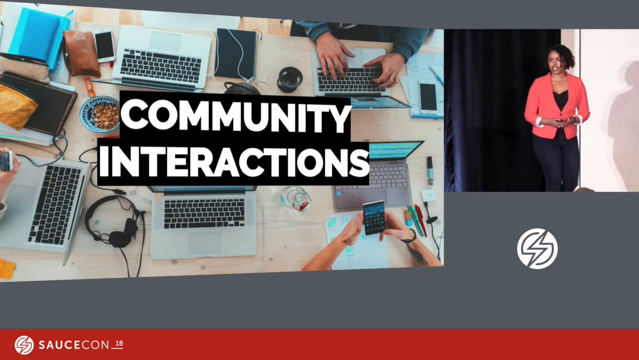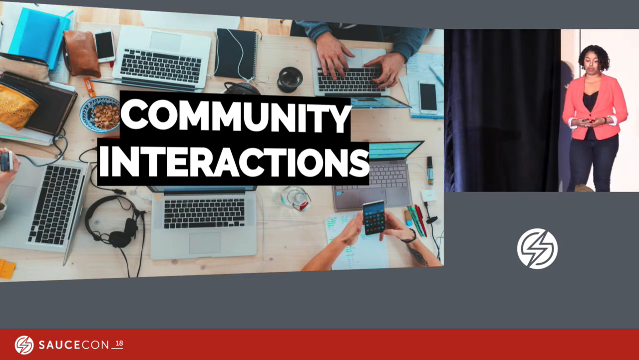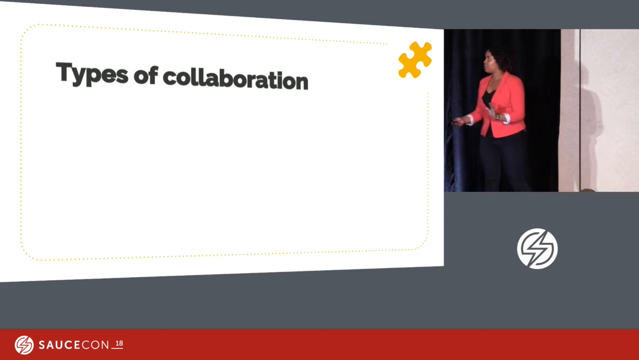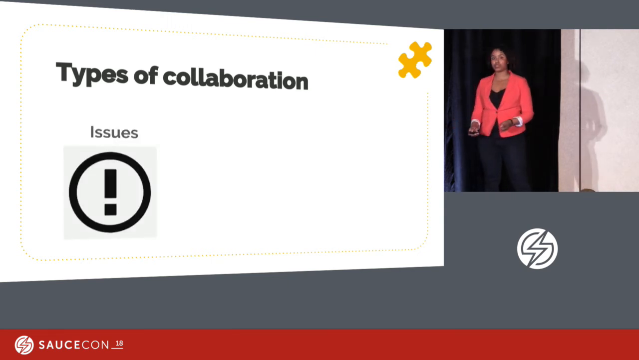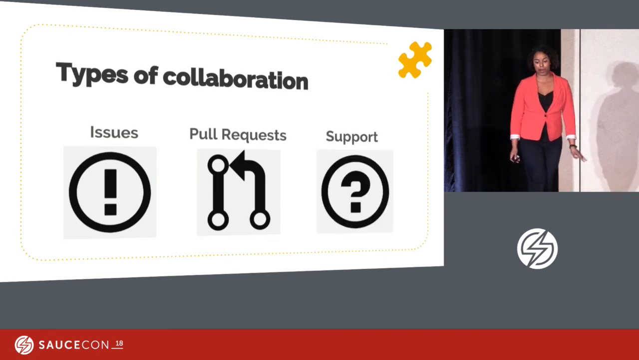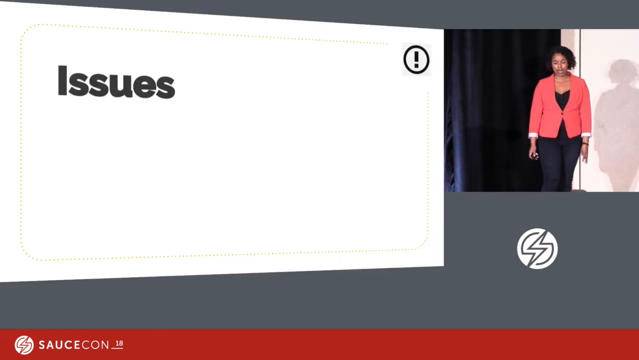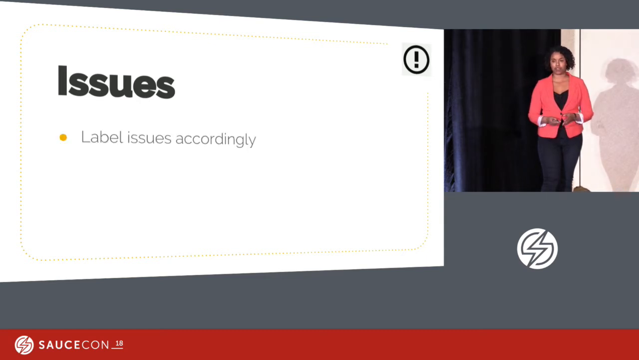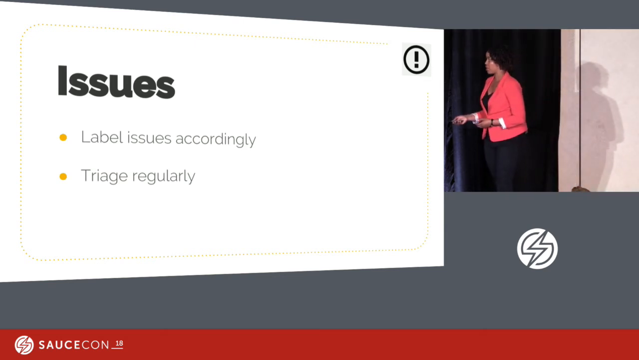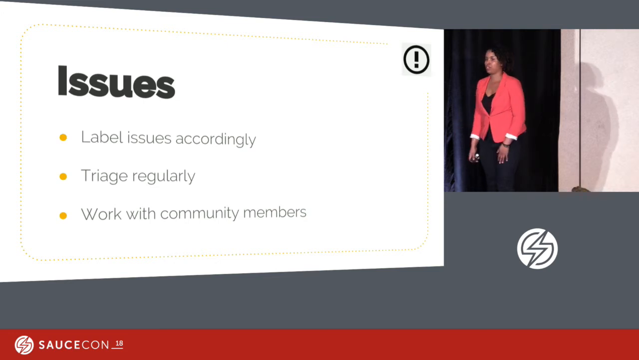And next, I want to talk about the different types of contributions that the community makes and how to build quality processes around these areas. So the main avenues of collaboration include issues, pull requests, and support. So I'll start by talking about issues. In terms of issues, just a few ways that you can build in quality around issues include labeling issues, triaging regularly, and working with community members.